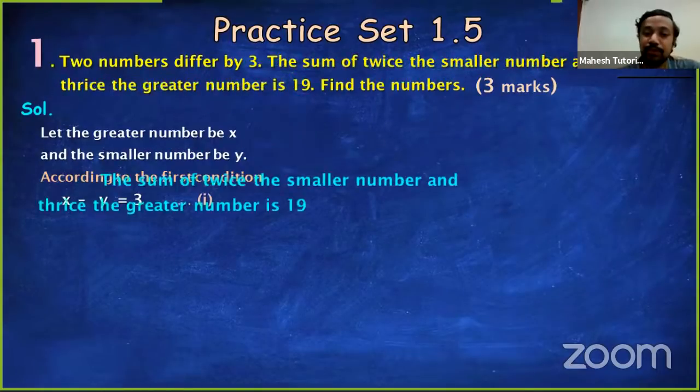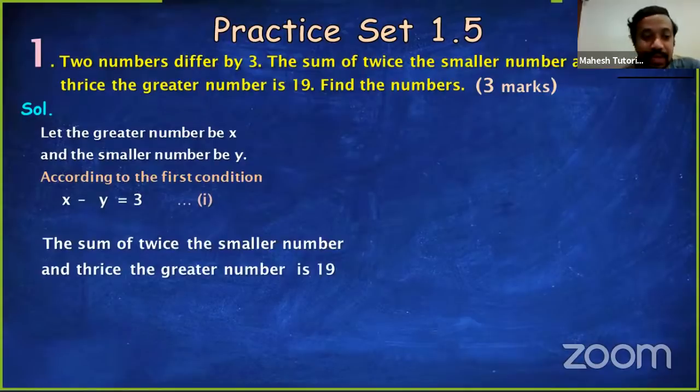Now I want every one of you to read the second condition. The sum of twice the smaller number and thrice the greater number is 19. So students, let us take the condition part by part and let us frame the equation part by part. Now what the condition says is the sum of, students, SUM, sum stands for addition. Sum stands for addition.